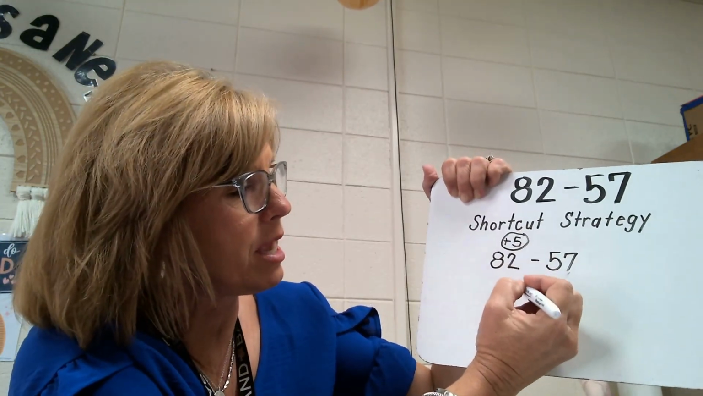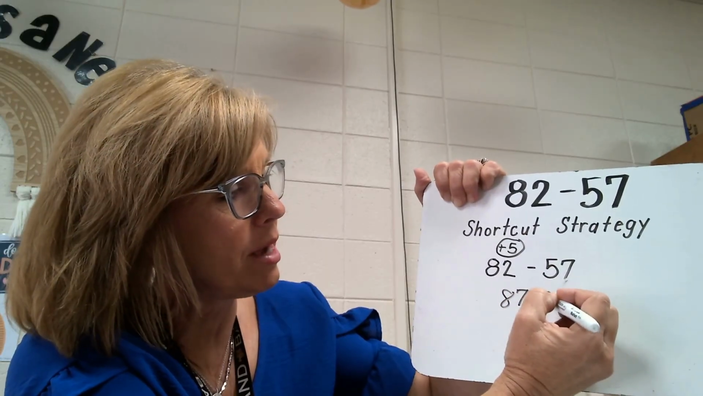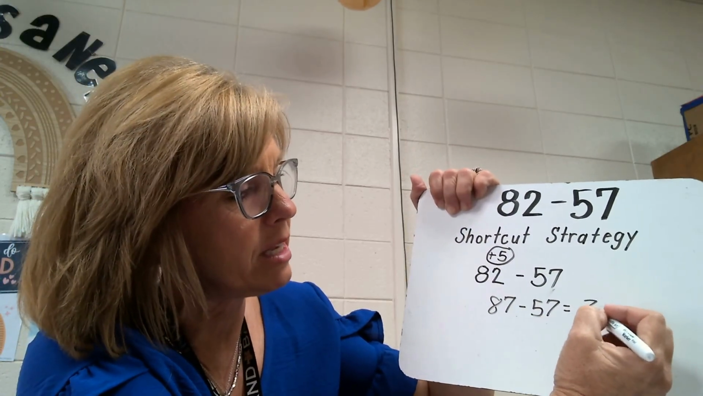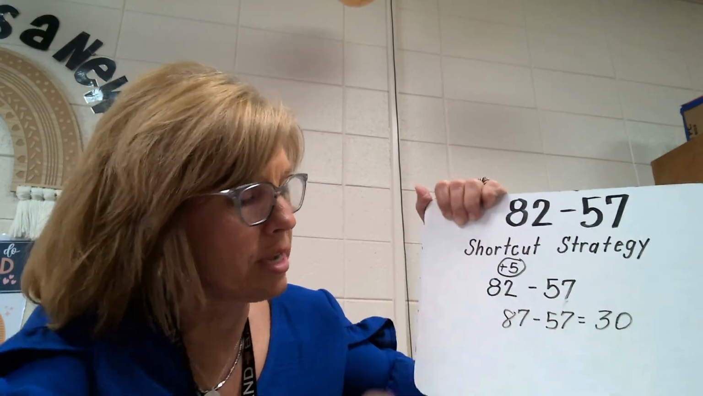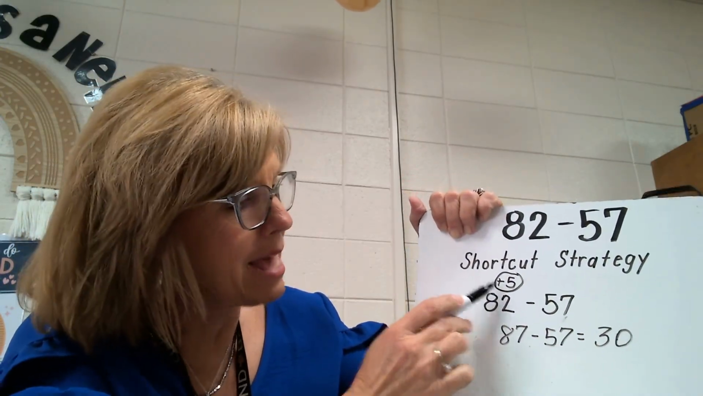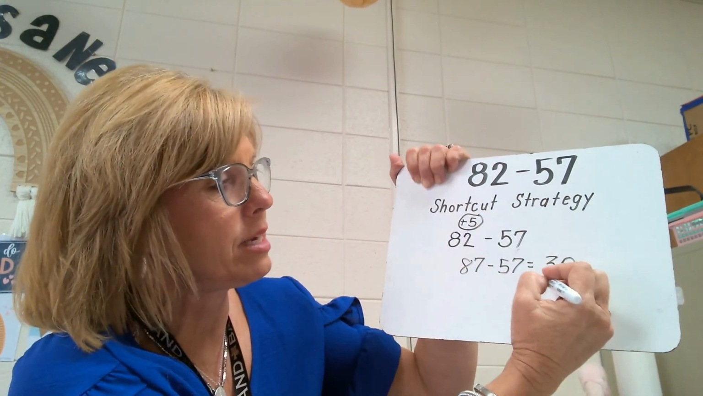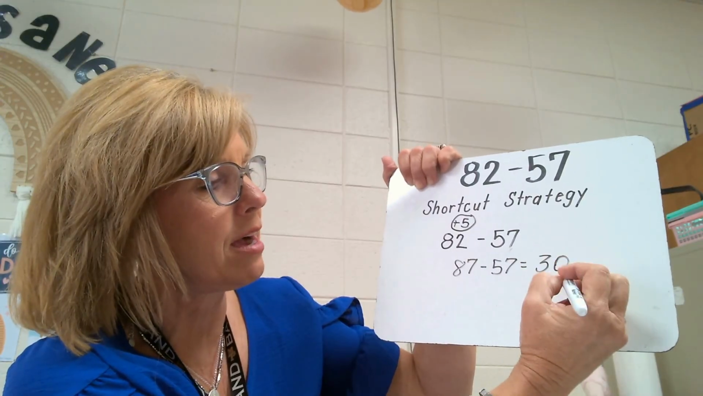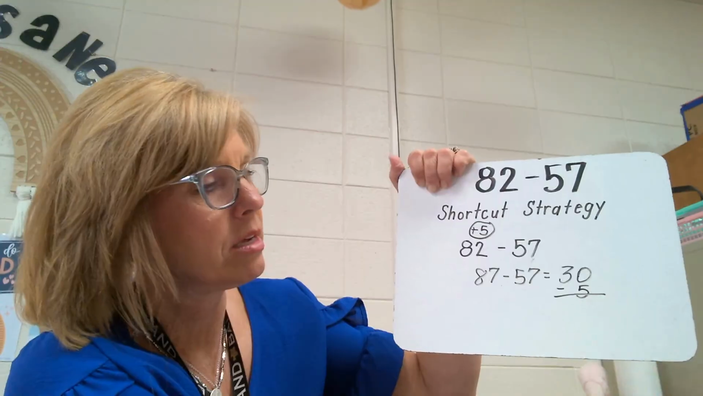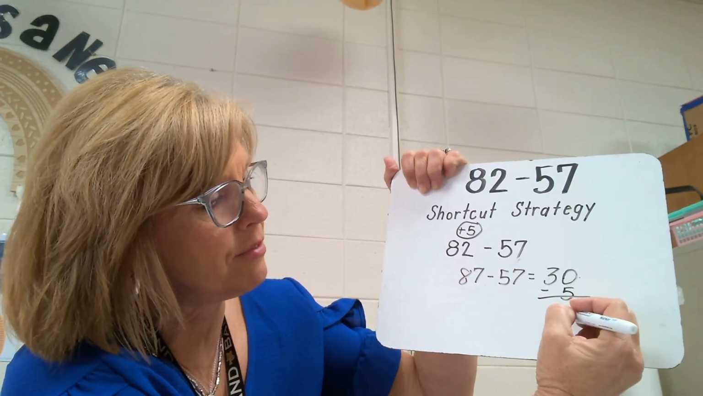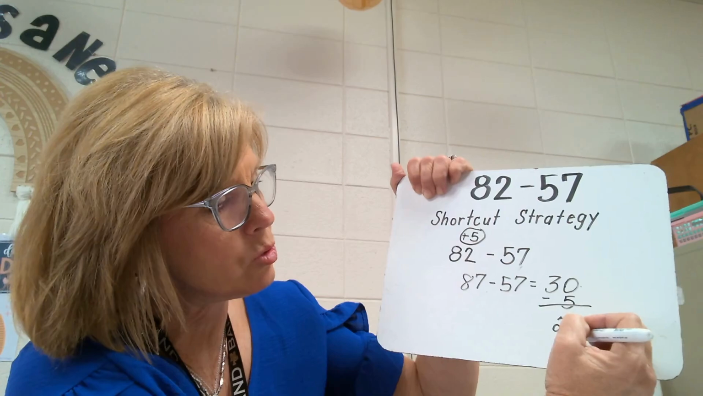And I would come up with 87, take away 57. 87 minus 57 again equals 30. Now, because I added 5 to the beginning of my problem, I now need to subtract 5 from the end of my problem. So 30 take away 5 gives me 25.